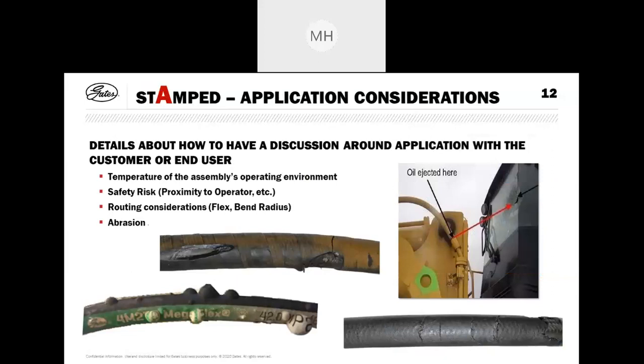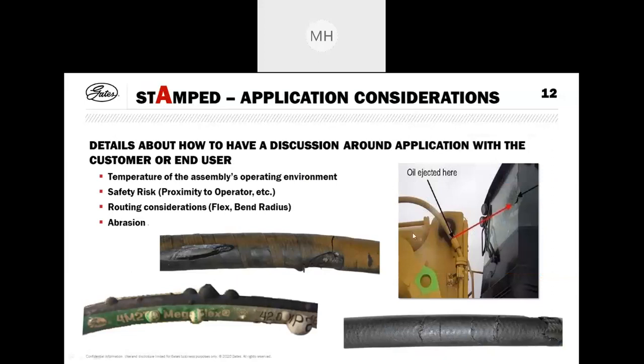Okay, also looking here at the application considerations. Again, we're talking about temperature and what can happen to the hose, start cracking and failing internally due to the liner being effectively overheated. Safety risks that we need to consider too for proximity to the operator. Australia has the MDG 41 guideline, which we follow for fluid power products. So you've got to look for line of sight for how close the customer is to that sort of thing.